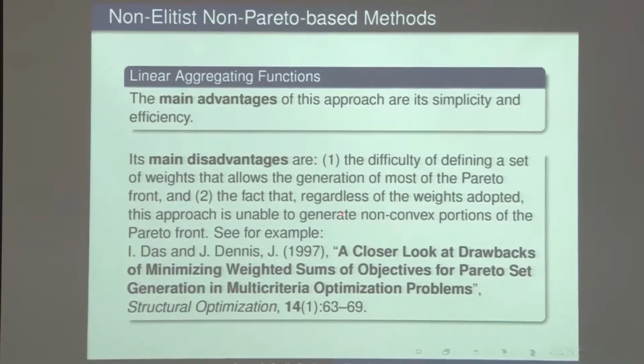And regardless of the weights adopted, this approach is unable to generate non-convex portions of the Pareto fronts. And there are proofs of this. For example, this paper has a very nice geometrical proof that this is not possible.